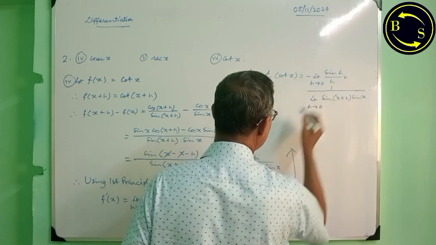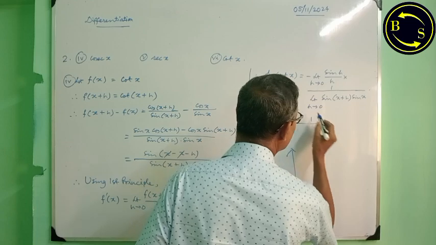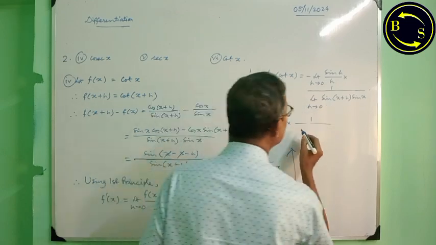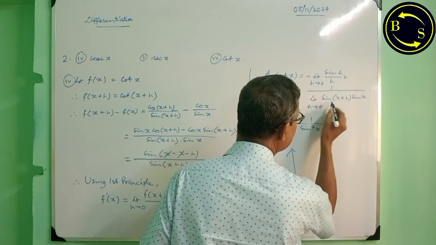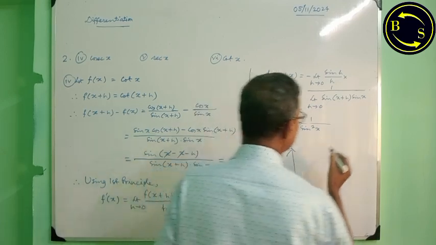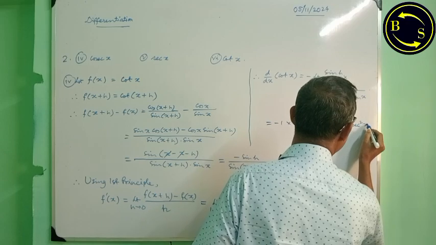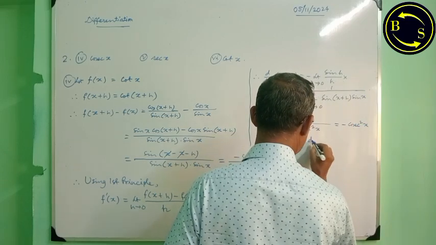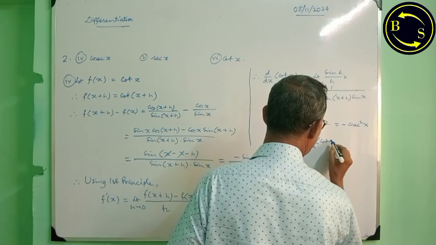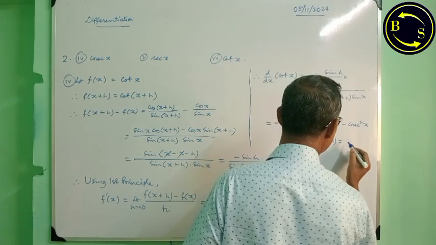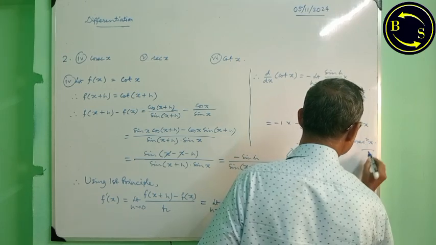Now this is a standard limit, therefore minus 1 into, we have to put finally h equal to 0. What we get? sin square x, sin x into sin x, sin square x. That means minus cosec square x. Therefore finally d/dx of cot x equal to minus cosec square x.